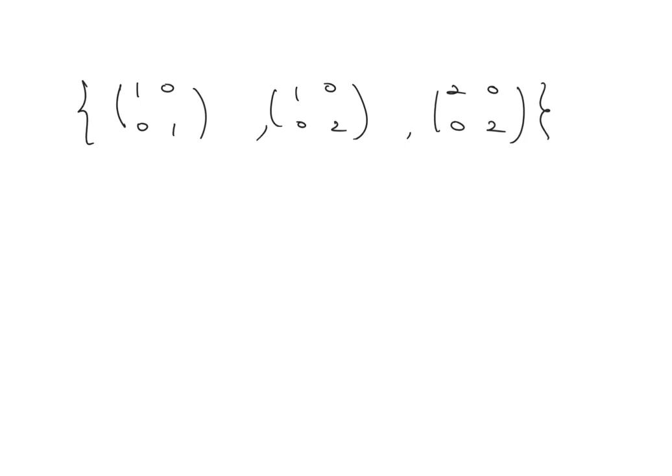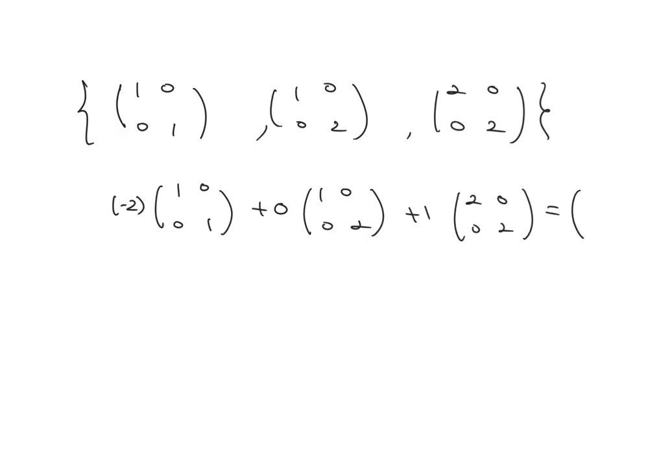And what if I consider, for the same subspace, say, 1, 0, 0, 1 and 1, 0, 0, 2, and say 2, 0, 0, 2 matrix. If I consider the set of these three matrices, then as you can see, if I multiply negative 2 to the first matrix, and then 0 to the second matrix, and then 1 to the third matrix, this sum will generate the 0 matrix. So the given set will be linearly dependent, right?